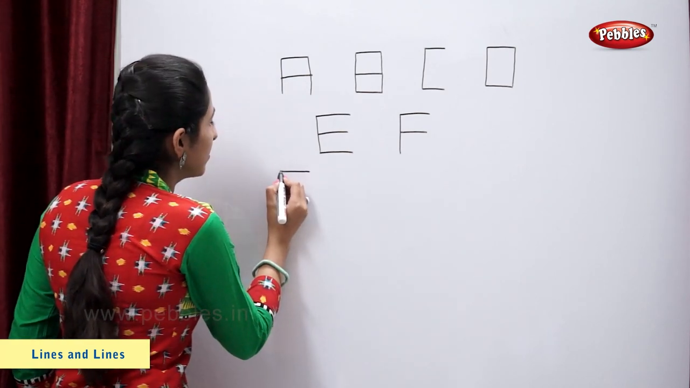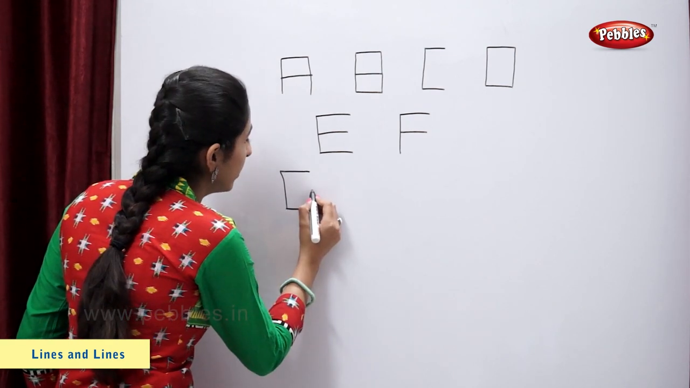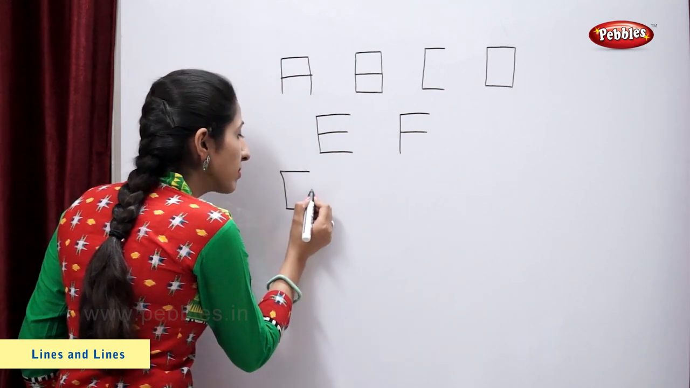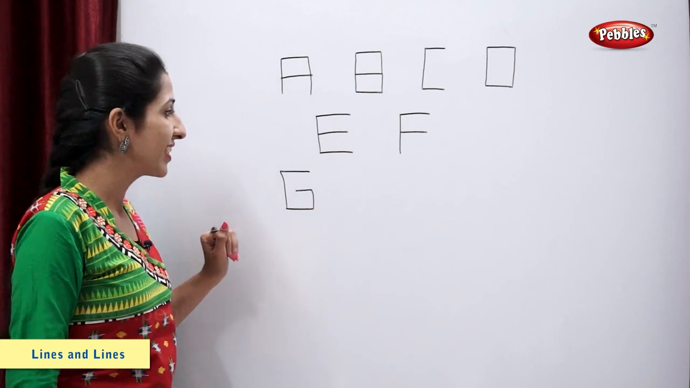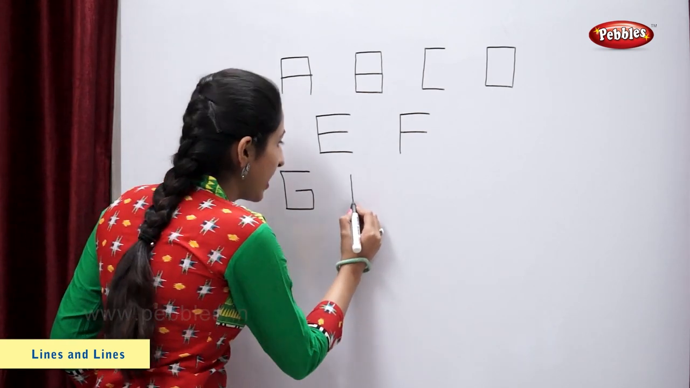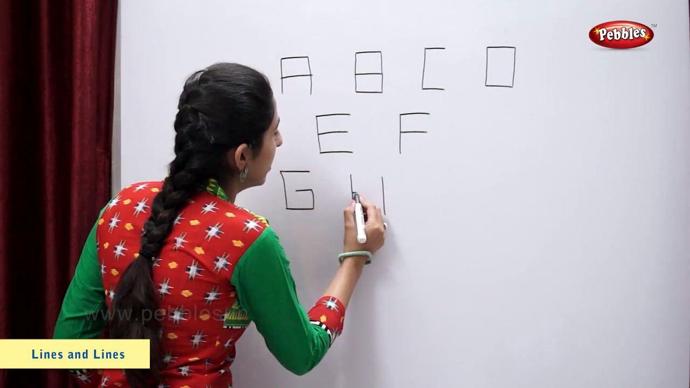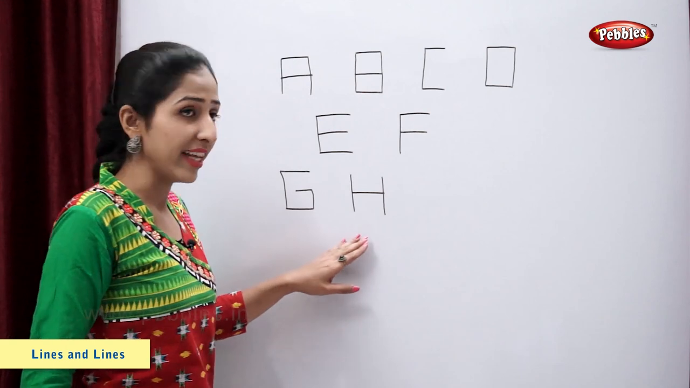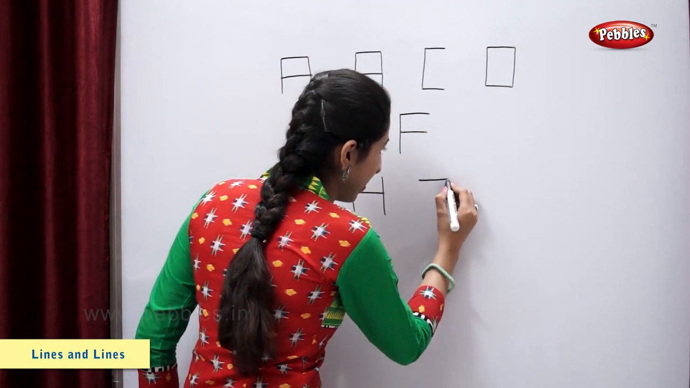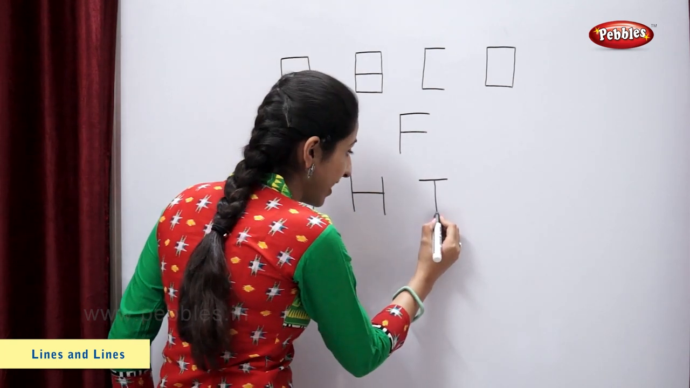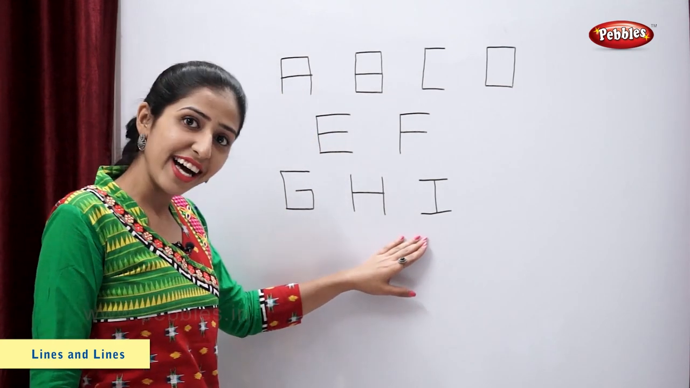Sleeping line. Standing line. Sleeping line. Standing line. One more sleeping line. Letter G. Standing line. Another standing line. A sleeping line. Letter H. Sleeping line. Standing line. Sleeping line. Letter I.